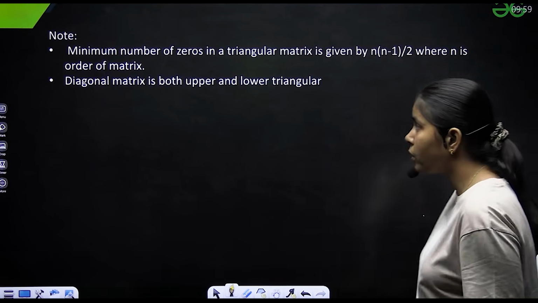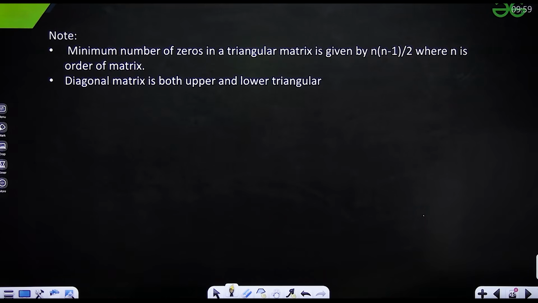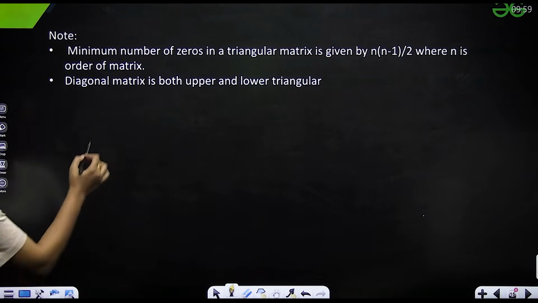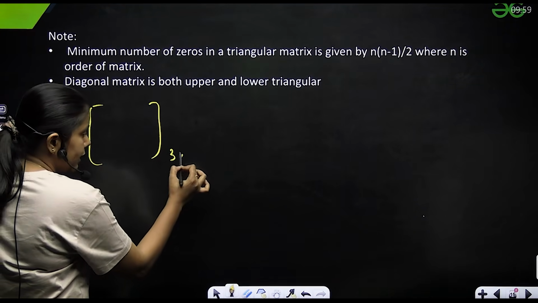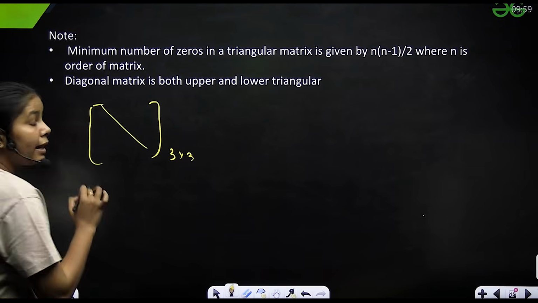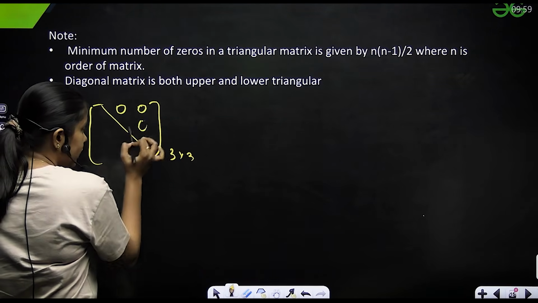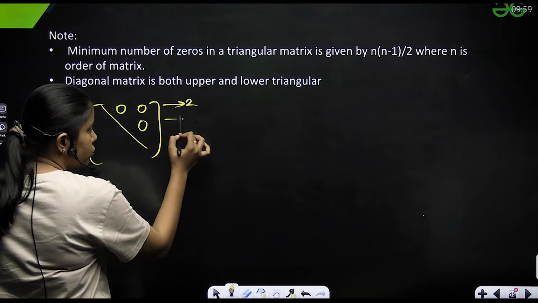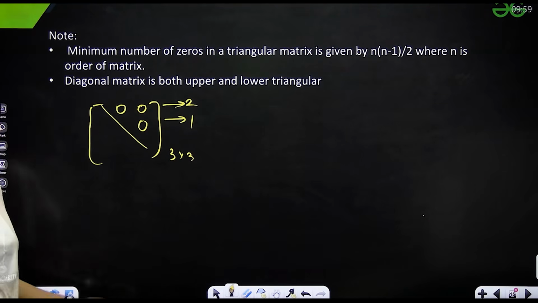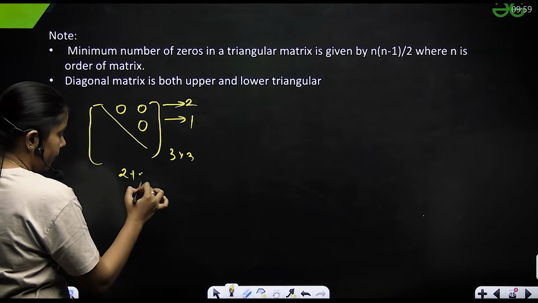Next, a further note: the minimum number of zeros in a triangular matrix is given by n into n minus 1 by 2. Why is that? If you write down any triangular matrix, let's say of order 3 cross 3, the elements above the diagonal are 0 if it is a lower triangular matrix. So these many should be 0. And how do you get it? In the first row you have at least 2 zeros, in the next you have 1 zero. You can have more zeros, right? So 2 plus 1 is 3.